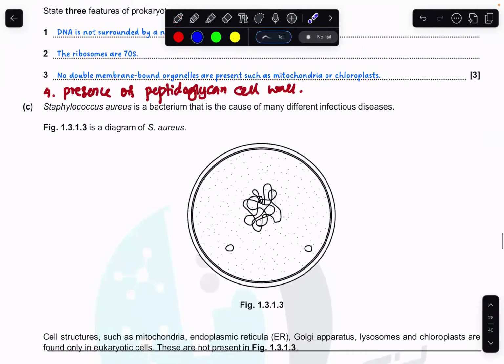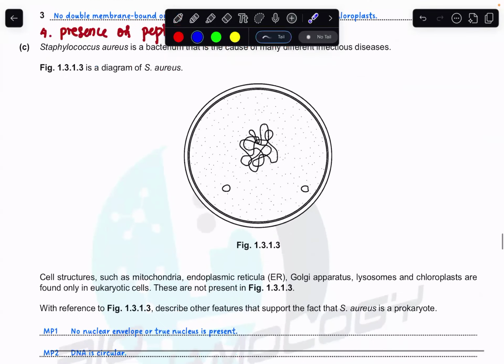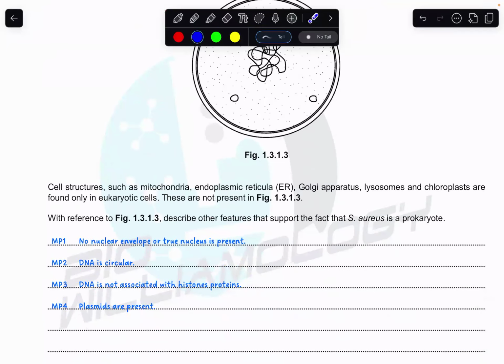Staphylococcus aureus is a bacterium that causes many different infectious diseases. Cell structures such as mitochondria, lysosomes, and chloroplasts are found only in eukaryotic cells. These are not present in figure 1.3.1.3. With reference to figure 1.3.1.3 means that you need to look at this diagram and state the features that support S. aureus being a prokaryote.